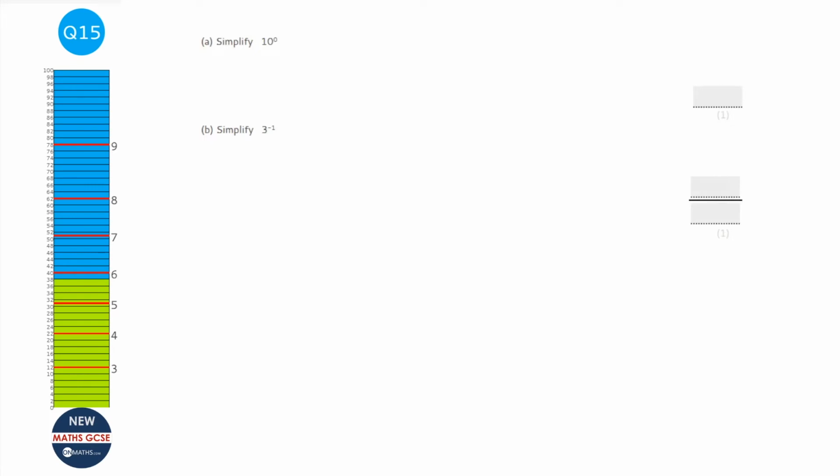Okay, there are 2 main things you need to know about kind of advanced number indices. And the first one is that anything to the power of 0 is not 0, but it is 1. And the reason being is, say we had 10 squared divided by 10 squared, that would be, take away the powers, so that would be 10 to the power of 0, because when you divide you take away the powers. But any number divided by itself is 1. So therefore anything to the power of 0 is 1.